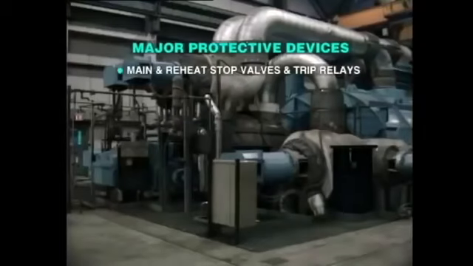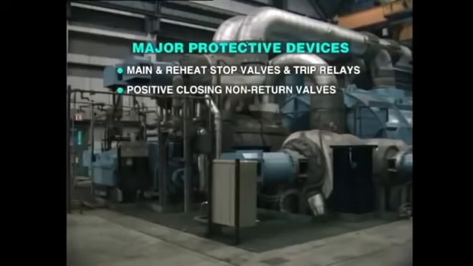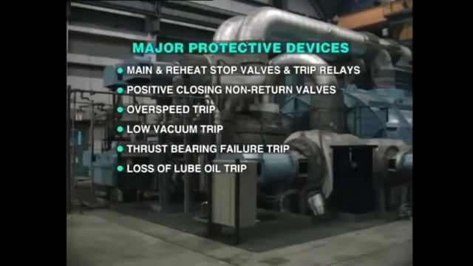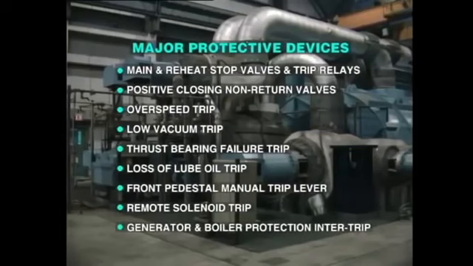Summarizing then, let's list the major protective devices that are installed on most steam turbines: main and reheat stop valves and associated hydraulic trip relays, positive closing non-return valves on extraction steam lines, overspeed trip, low vacuum trip, thrust-bearing failure trip, loss of lube oil pressure trip, manual trip lever on the front pedestal, remote solenoid trip by operator push button, and generator or boiler protection intertripping.